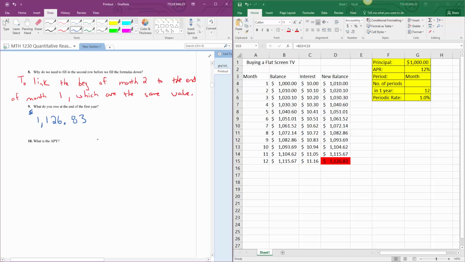Then number 10 asks, what is the APY? If you remember from the text, and I think it was mentioned a couple pages ago with the definitions, it says this in words, but I'll put it as a formula. APY is equal to the total interest from the year divided by the original principal.